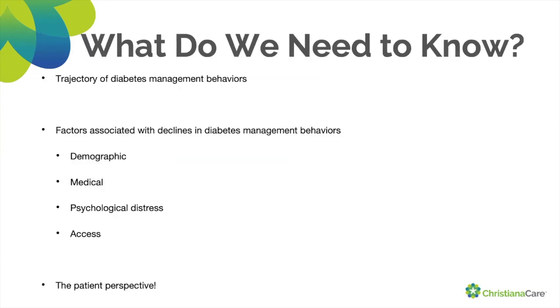So what do we need to know? We took those preliminary studies and thought, what else do we need to know? How can we better understand this? I'm interested in looking at, across the cancer experience, how those diabetes management behaviors are progressing. Are we seeing continued declines? Are we seeing some improvements? And what factors contribute to either the decline or the steadiness of diabetes management behavior? When I say factors, I mean demographic factors, medical factors, because we can't ignore that, psychological distress, and also access to things. We tell people to include certain foods within their diet, but do they have access to those resources? Next slide, please.